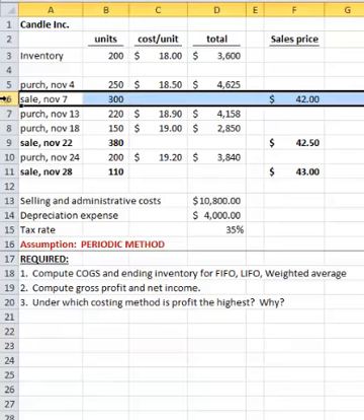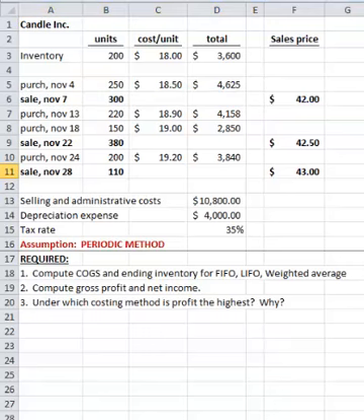Notice that the sales price is not interesting when we are trying to figure out cost of goods sold. We are only interested in the cost when we bought it. Obviously we hope there's a markup that creates a gross margin, and when we create the income statement we'll need this, but we don't need it for figuring out LIFO, FIFO, weighted average.